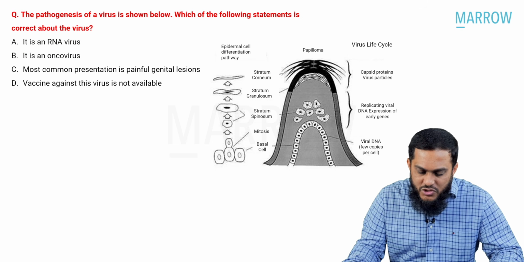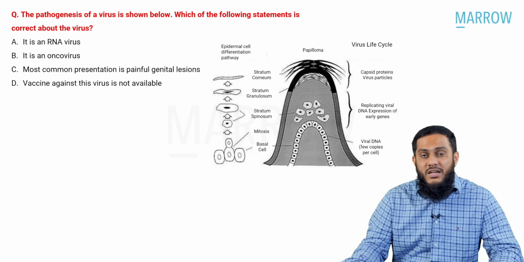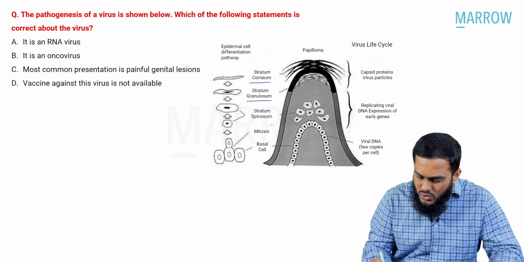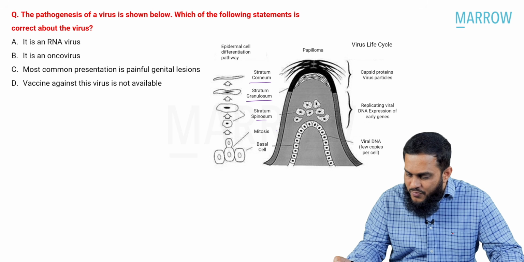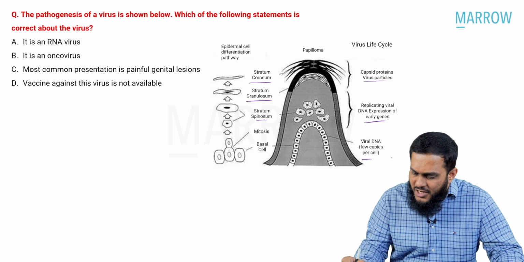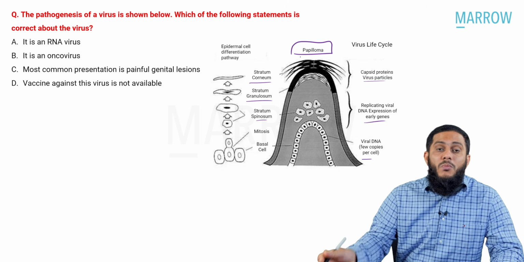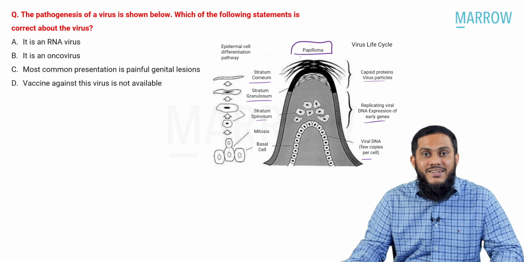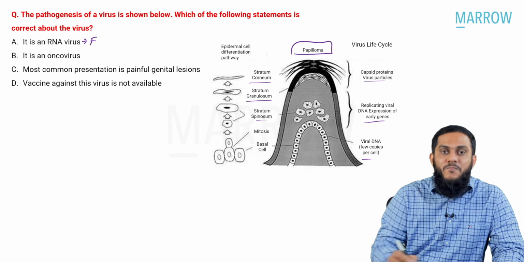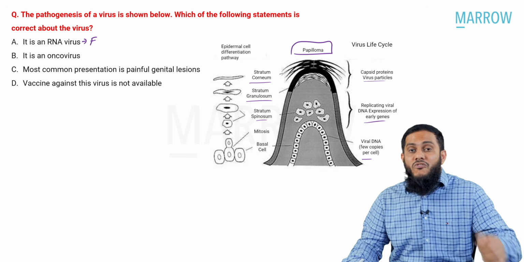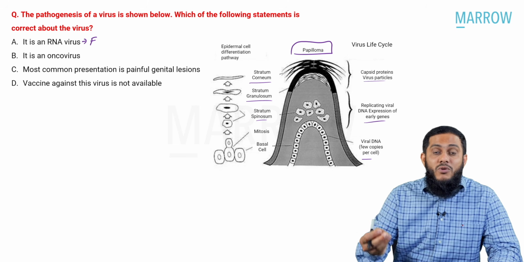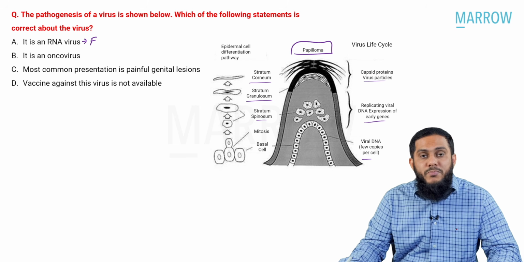A pathogenesis of a virus is shown below. Which of the following statements is correct about the virus? So if you see this, sir, stratum corneum, stratum granulosum, stratum spinosum, you know, this is the skin. And if you see here, the virus is there, capsid virus particles replicating viral RNA, viral DNA. If you see clearly, they have written in the image papillomavirus. A papillomavirus, human papillomavirus. Is it an RNA virus? No, man, it is a DNA virus. False statement. Clear cut, it is there in the blueprint of virology that it is a DNA virus, right?